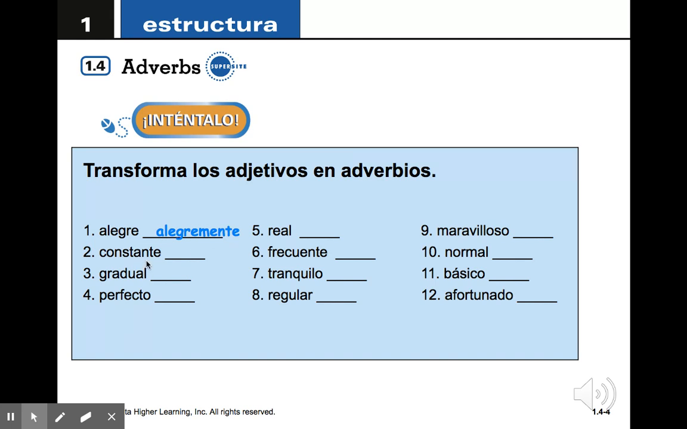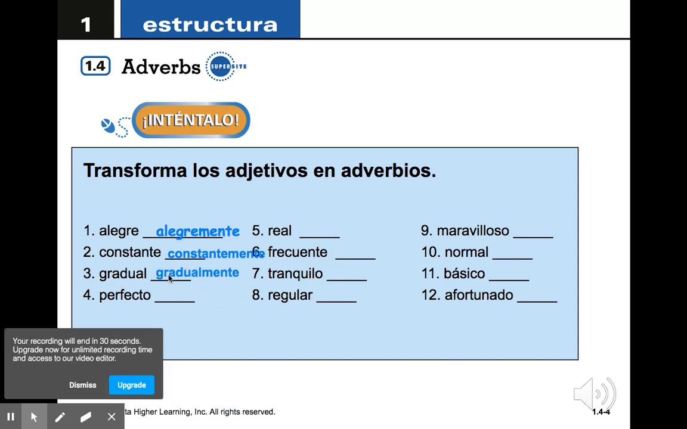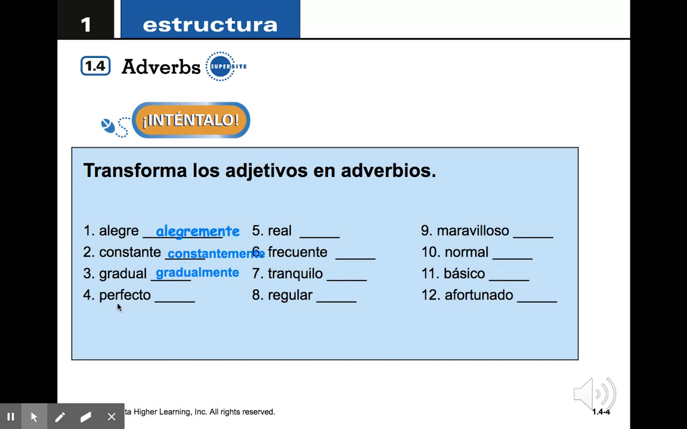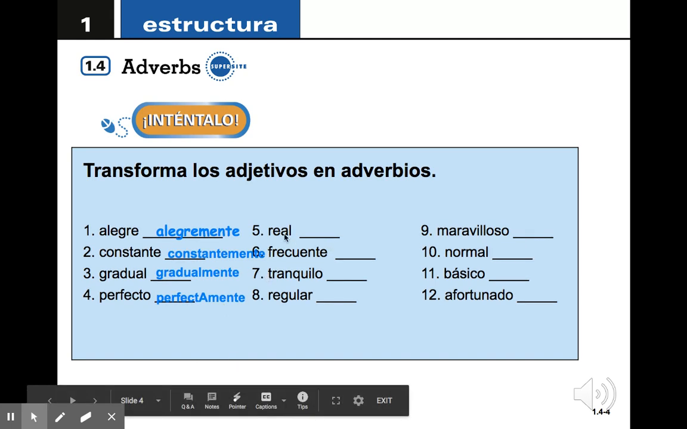Constante, that's a cognate. ¿Qué significa? Muy bien, constant. Constantemente. Same thing, we just add the mente to the end, constantly. Gradual, another excellent cognate. Gradualmente. Now, let's take a look at something like perfecto. We know we have to change the perfecto to a perfecta. Perfectamente, perfectly.